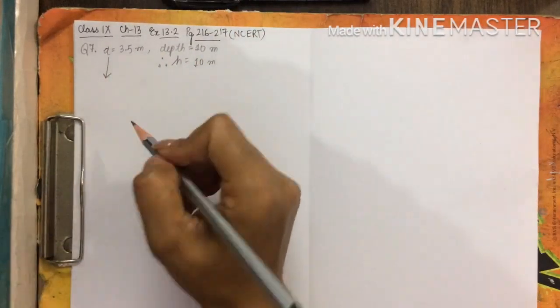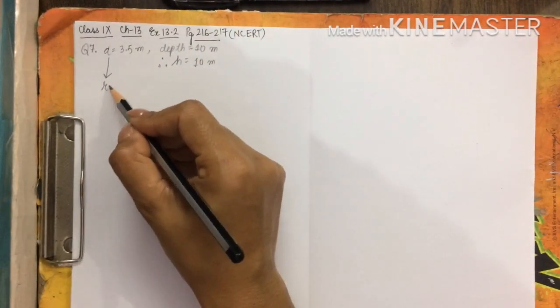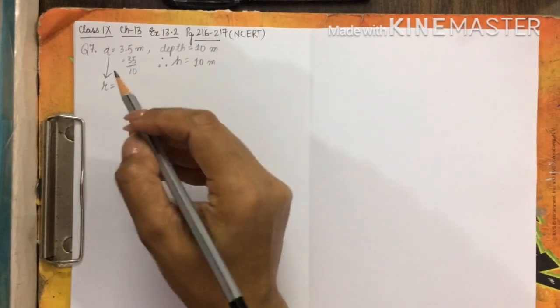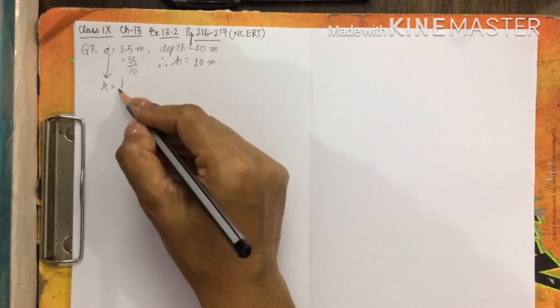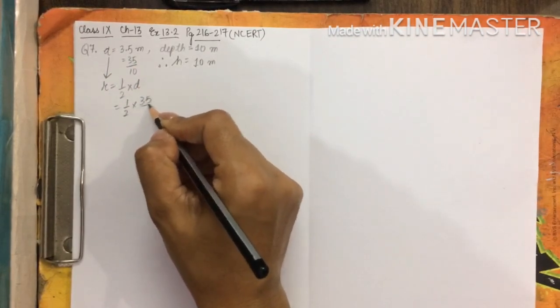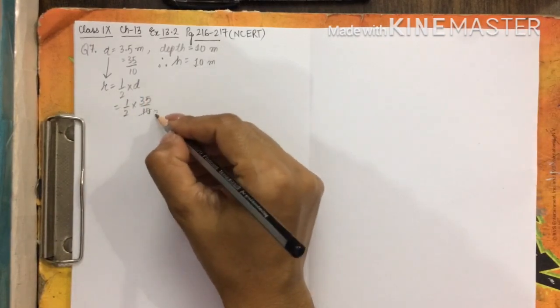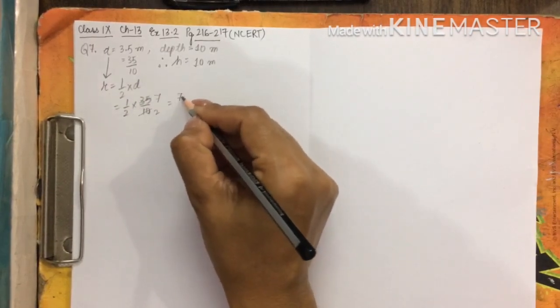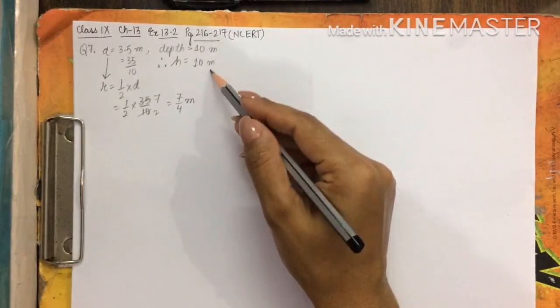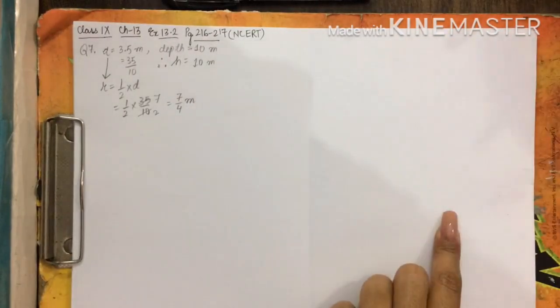Since we need radius to use in the formula, let's find out the radius. Diameter is actually 35 by 10. Radius will be half of the diameter. So this will be half into 35 by 10. You can simplify. So this will be 7 by 4 meters. The units are same, so I don't have a problem.